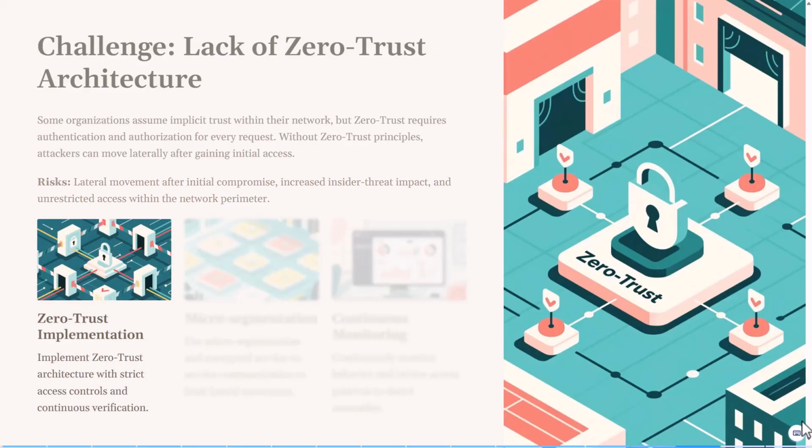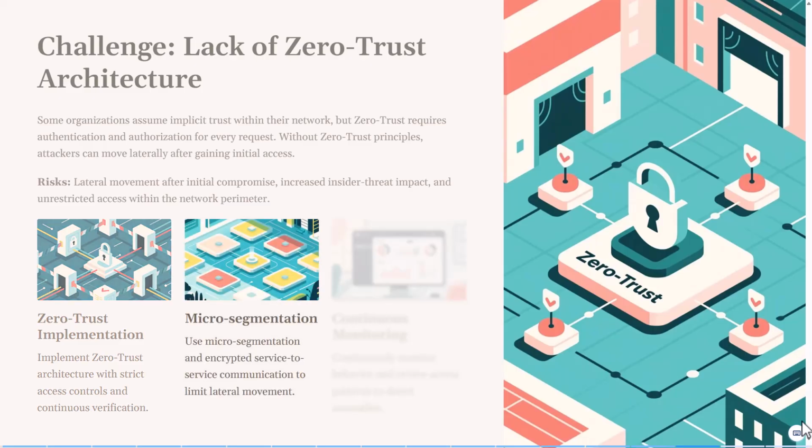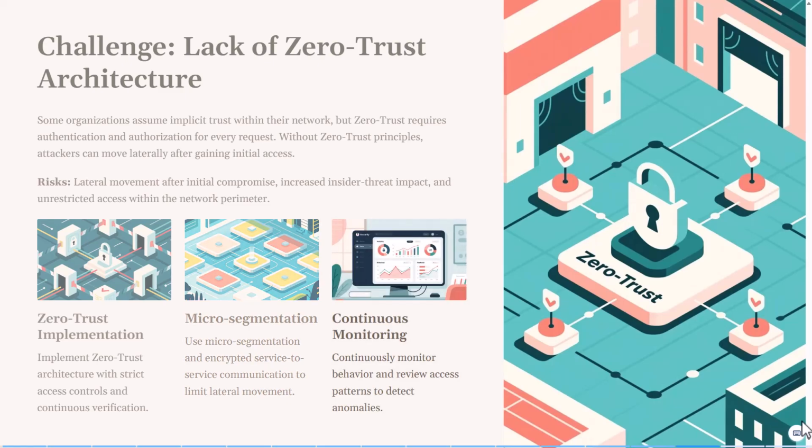Some solutions for this challenge are setting up rules that check identity and permissions for every user, device, and service request, no matter where it comes from. And divide the network into small segments and encrypt communication between services so attackers cannot move easily. Also, watch user and system behavior all the time and regularly check access patterns to detect anything unusual.